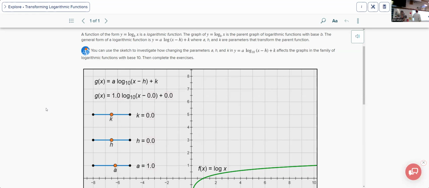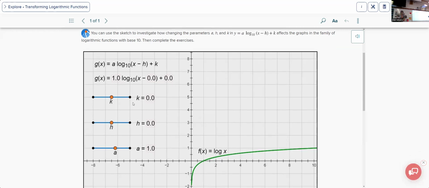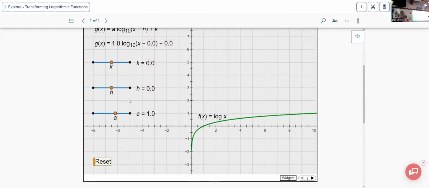So, all right. So yeah, it says a, h, and k are parameters that transform the parent function. We specified what those parameters are. You can use this sketch to investigate how changing the parameters of a, h, and k in y equals a log base 10 of x minus h plus k affects the graphs in the family of logarithmic functions with base 10, and then complete some exercises. So what I'm going to do is just show you in real time, messing around with some functions. What do we get if we mess around with k, h, and a?